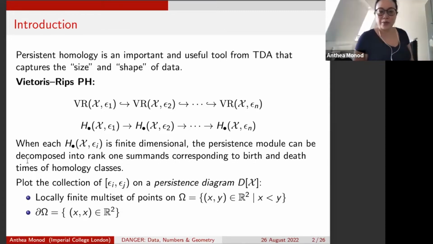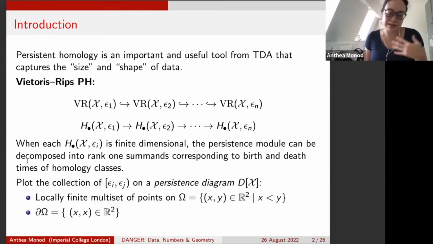Okay. So we have these persistence modules now, and then there's a structure theorem which says that you can decompose these persistence modules into rank 1 submodules, which correspond to birth and death times of homology classes as we go through the filtration with the increasing sequence of radii. Once you have these birth and death times, you take each birth and death pair as an ordered pair, scatter these, and you get a persistence diagram, right?